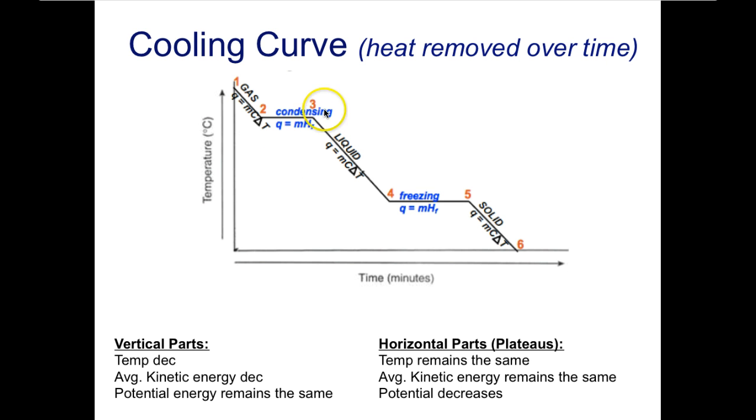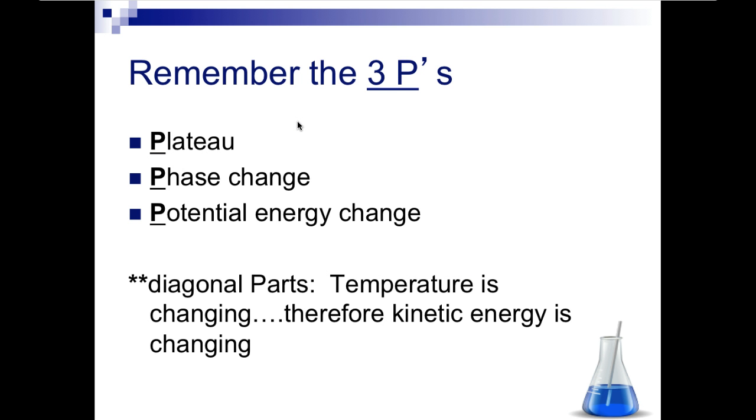For a cooling curve, it's going to be the opposite because heat is going to be removed over time. So on your vertical parts, your temperature decreases and your average kinetic energy decreases, but your potential energy is going to remain the same. On your plateauing parts, your temperature remains the same, your kinetic energy remains the same, but your potential energy is going to decrease because you're going from objects that are going to have a lot of movement and a lot of energy to objects that are not going to have a lot of energy. So remember the 3 P's when you're going through this. Plateau is a phase change, and that means your potential energy is going to change. And on the diagonal parts, the temperature is changing, and therefore your kinetic energy is going to change.